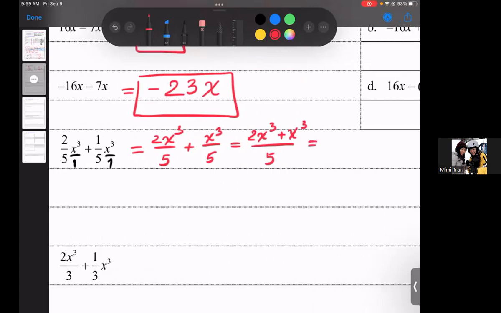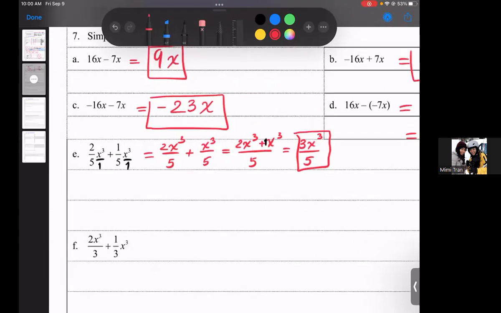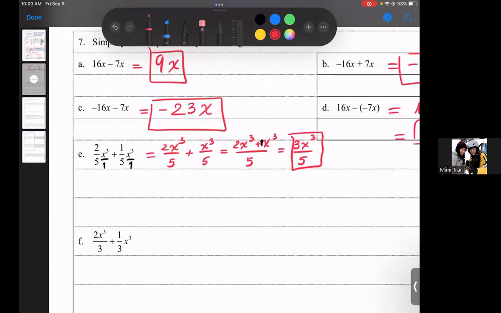What is 2x cubed plus x cubed? Very good. There's a 1 here, an invisible 1. We don't usually write it. So 2 plus 1 is 3x cubed over 5, and that's it. Can you people over there see what I'm writing?